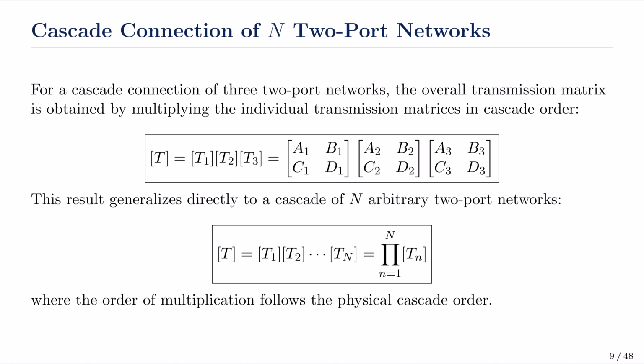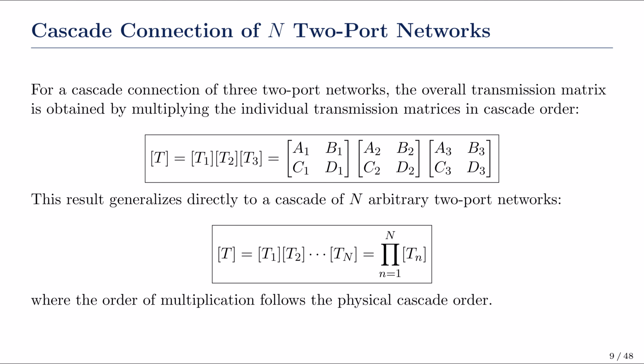The cascade property gives transmission parameters a major practical advantage. When several two-port networks are connected in cascade, we do not need to analyze the complete circuit again from the beginning. We simply determine the ABCD matrix of each individual section and multiply the matrices.